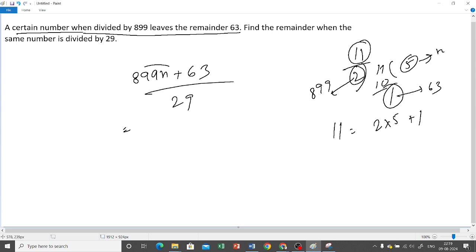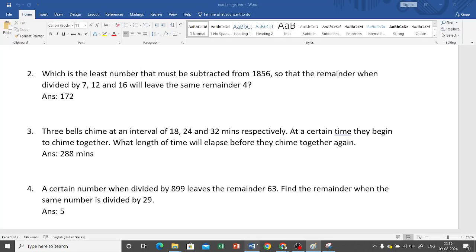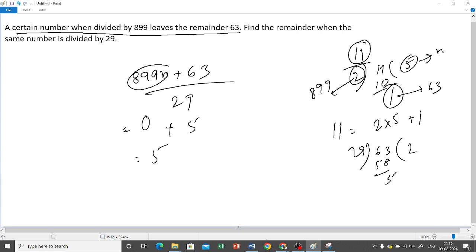Now if you divide 899 by 29 you will get remainder 0, because 899 is completely divisible by 29. Plus if you divide 63 by 29, the remainder will be 5. So the answer is 5. When you divide 899 by 29 you get the remainder 0, and when you divide 63 by 29 you get the remainder 5. So the ultimate remainder is 5.